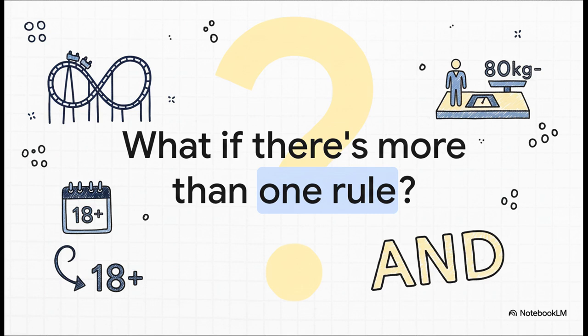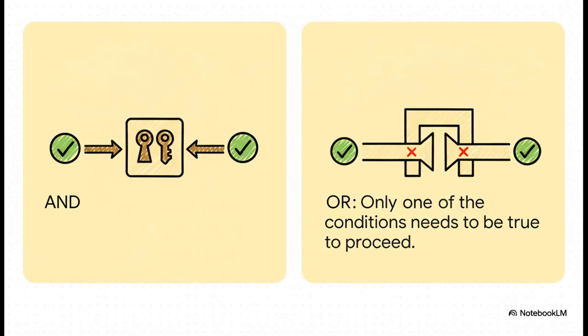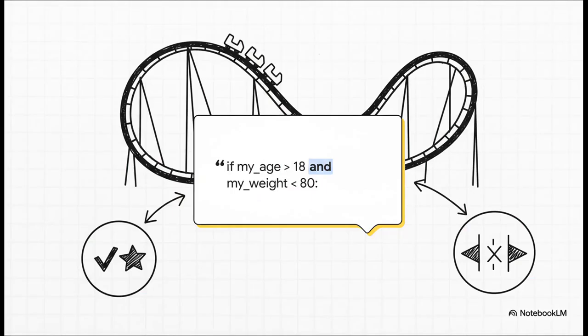Now we have two different questions we need to ask at the exact same time. To handle this, we use logical operators. The two most important ones you need to know are and or. With and, both of your conditions have to be true for the whole thing to be true. But with or, only one of them needs to be true. So for our roller coaster, we'd absolutely use and.